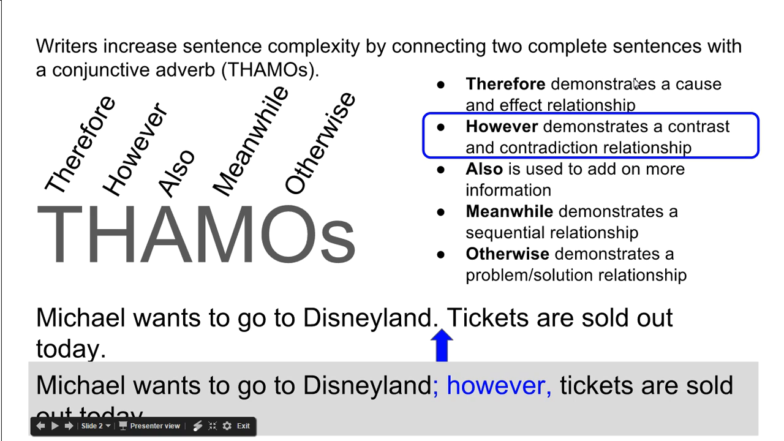Michael wants to go to Disneyland; however, tickets are sold out. Beautiful. I just increased the sentence complexity by adding a conjunctive adverb connecting two complete sentences. In addition, I'm demonstrating a contrast and contradiction relationship.